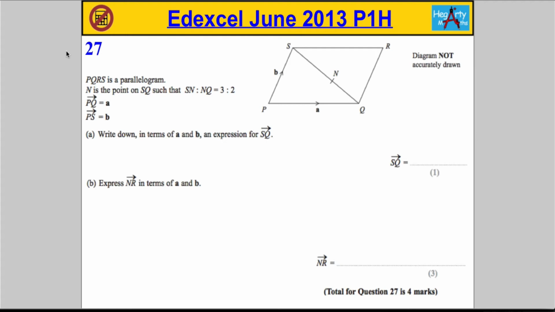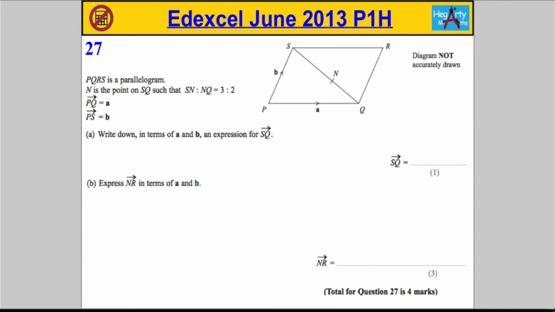Okay, question 27. PQRS is a parallelogram. N is the point on SQ such that SN to NQ is in the ratio 3 to 2. We're told that to get from P to Q, the vector PQ is denoted by the letter A and the vector PS is denoted by the letter B. Write down in terms of A and B an expression for SQ.